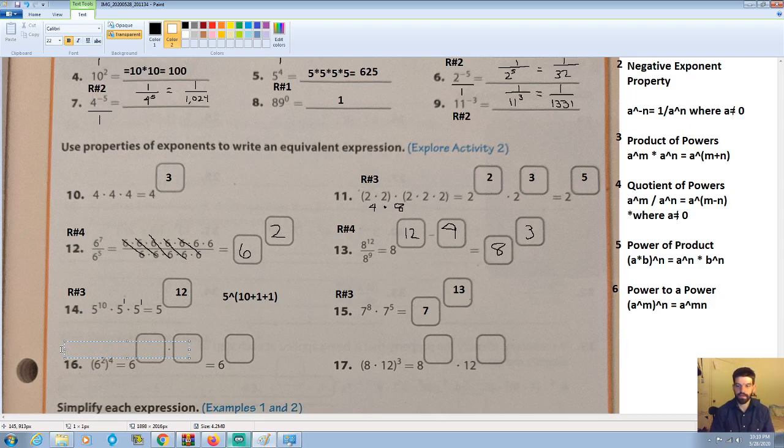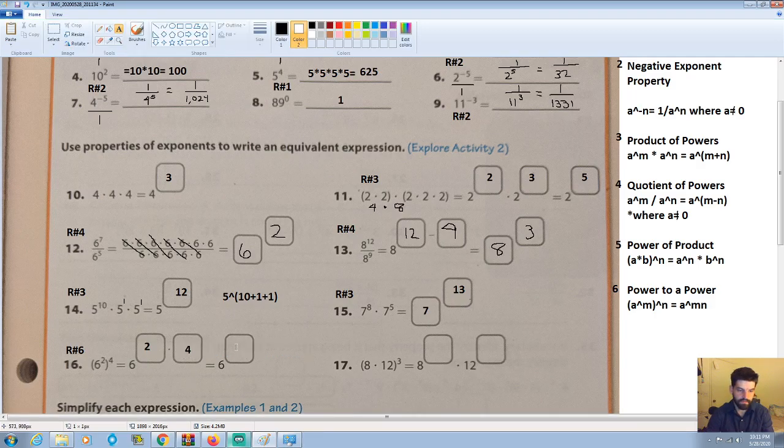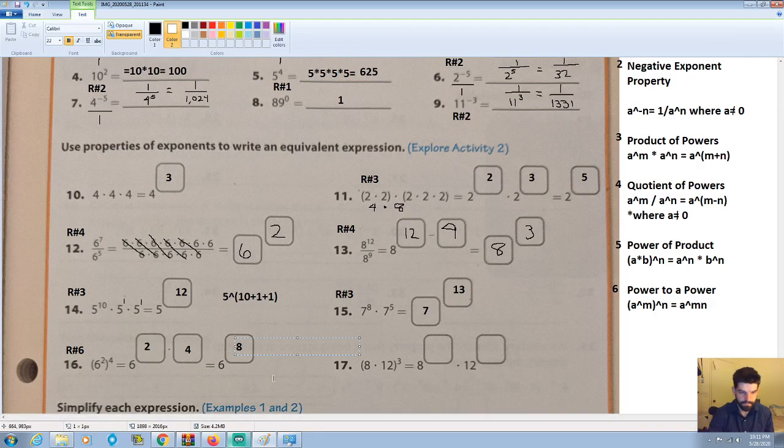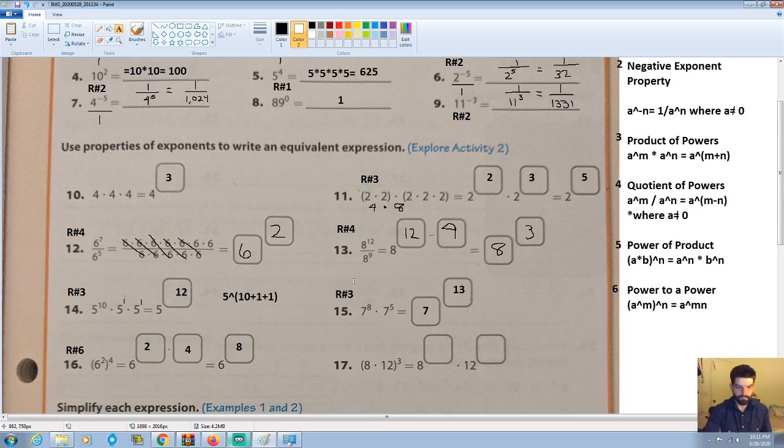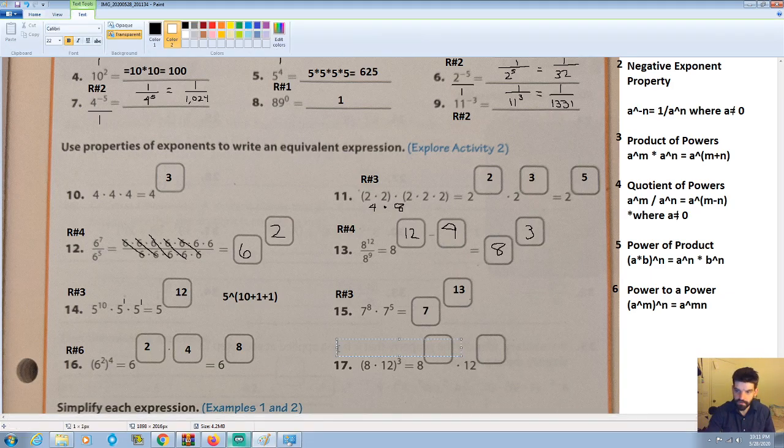Okay. This 6 squared to the 4th power is going to be an example of rule number 6. This is taking a power to a power. So this is going to be the product of these two exponents. So this is going to be 6 to the 2 times 4, which is going to be equal to 6 to the 8th power. Okay. This last rule is going to be rule number 5.